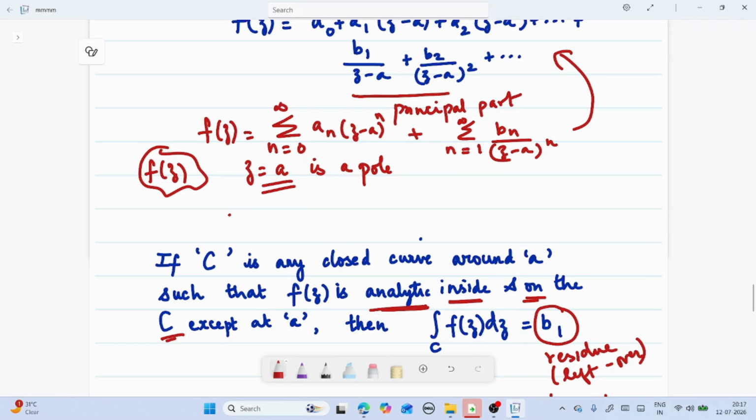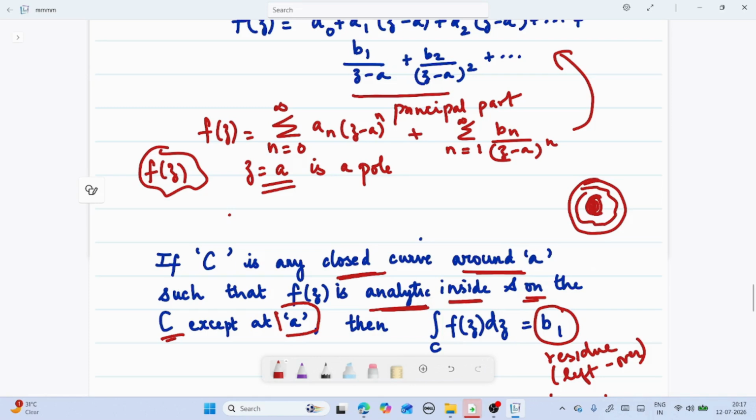Just look at this. What does the statement say? It says if C is any closed curve around this pole a, you will have a small neighborhood around it. Only at this point a the function is not analytic, whereas in the neighborhood the function will be analytic. That is what it means. So if C is any closed curve around a such that f of z is analytic inside and on C except at a, then the integral over C of f of z dz is b1.